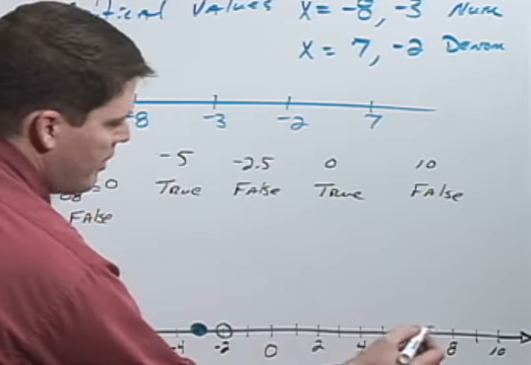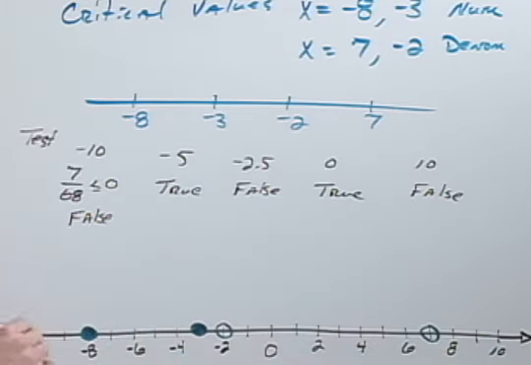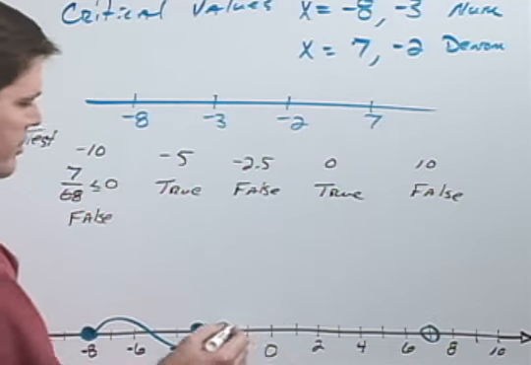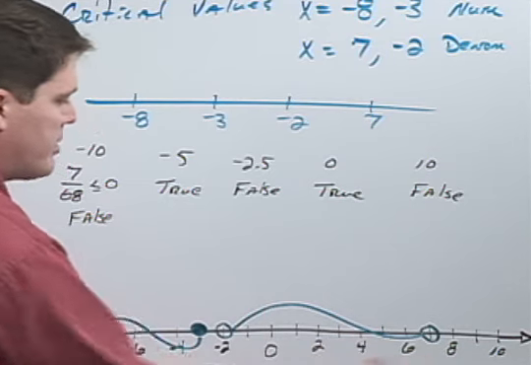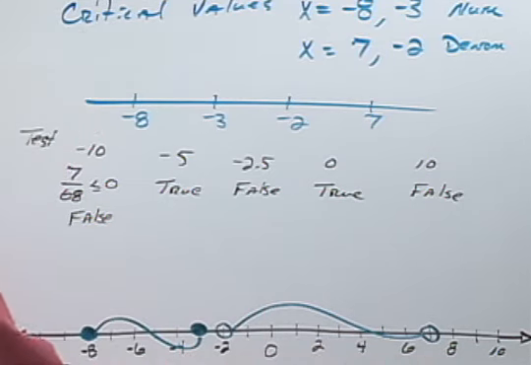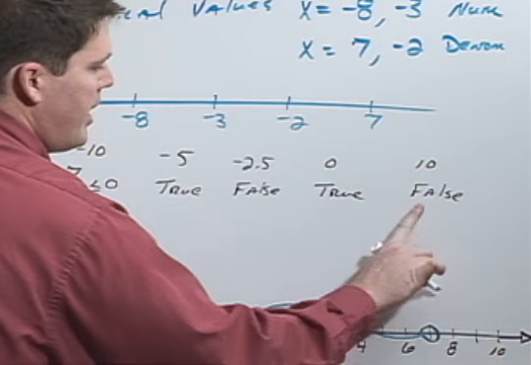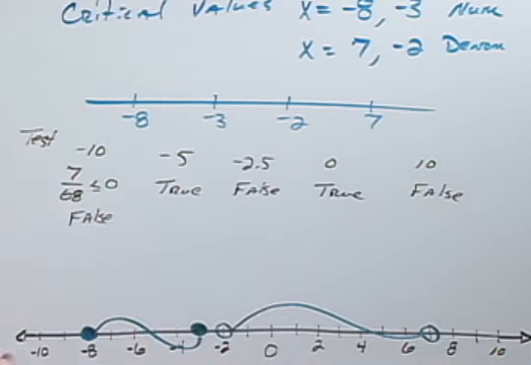And that's the same with 7. It's going to be an open dot. Looking at our test values, it was false within this region, but true when we checked negative 5. So my solutions lie within those. And when we checked negative 2.5, that was false. But when we checked 0, that was true. And so we know that my solution sets lie within this region as well. And finally, when I checked 10, that was false. So that gives me my completed solution set.